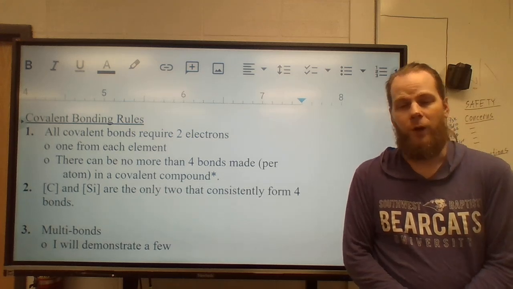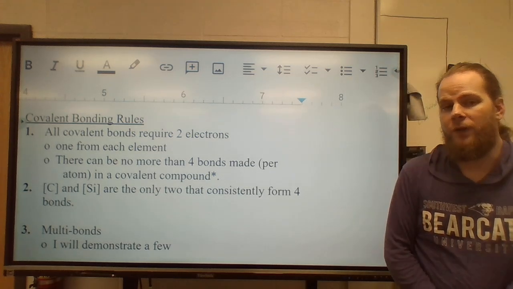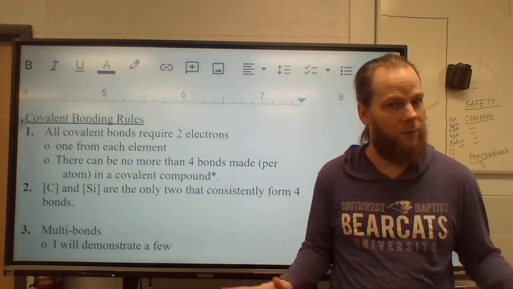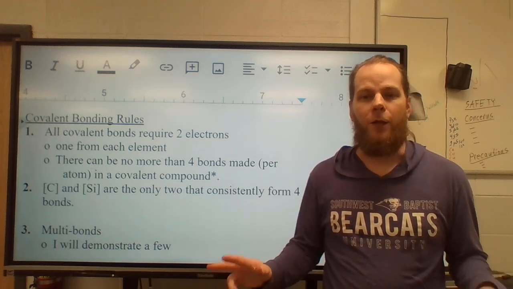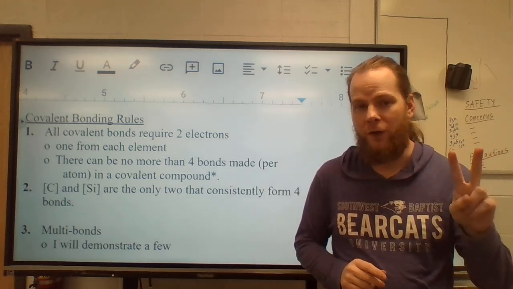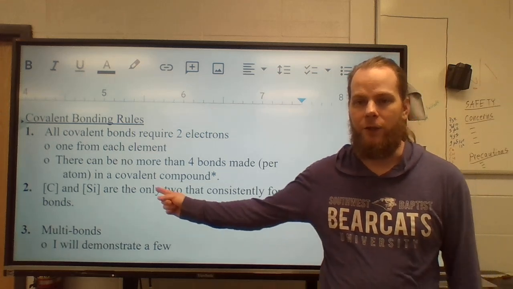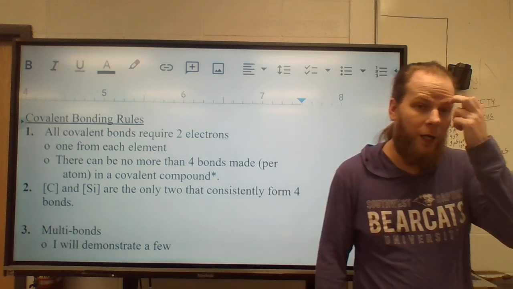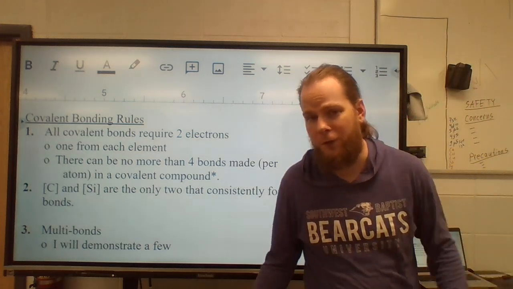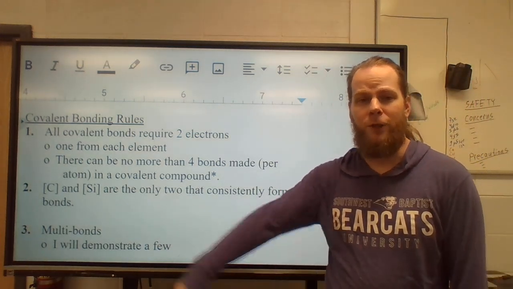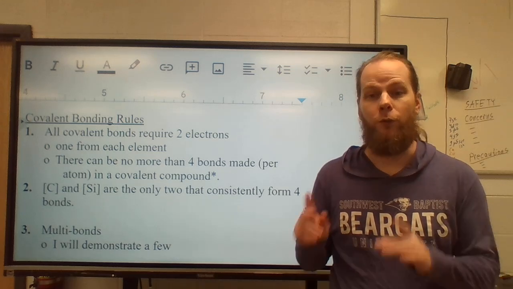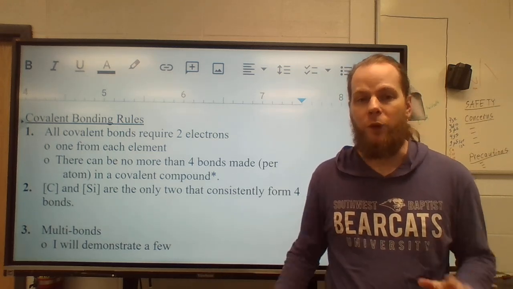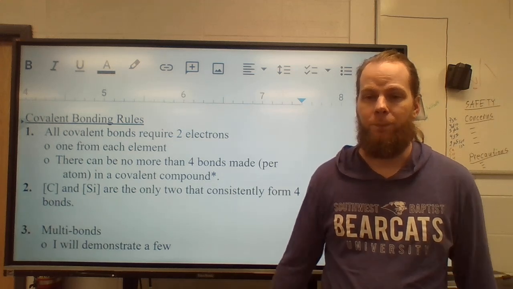non-metal, or everything that's forming covalent bonds, can make up to 4 bonds. Nothing can make 5 or more. Okay, and there's only 2 elements that will consistently make 4 bonds, and that is silicon and carbon. Silicon you are not going to be dealing with in this class because it's a metalloid. But carbon you're going to be dealing with a lot. So you definitely need to know that carbon can make 4 bonds. We'll do a little bit with that as we get going.